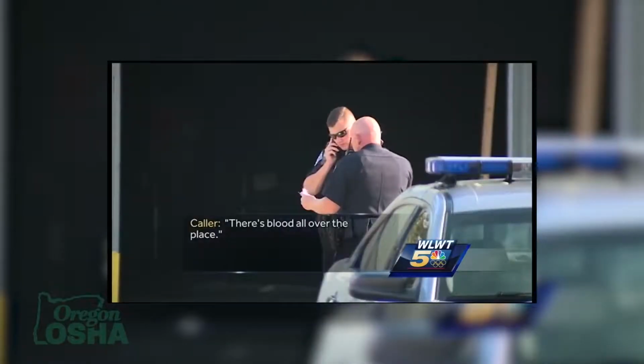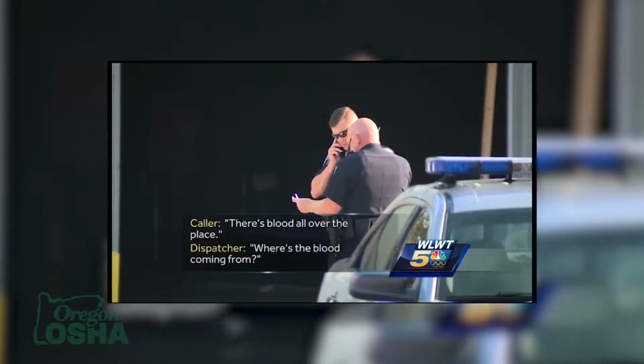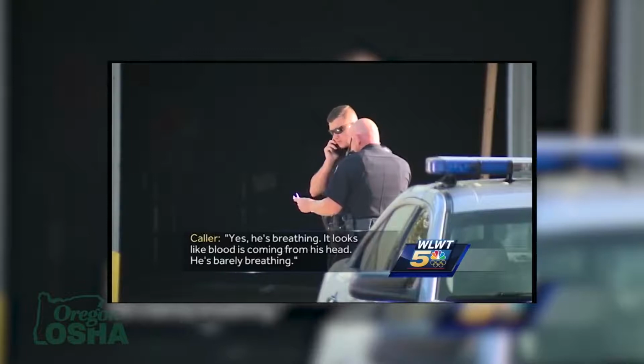There's blood all over the place. Is he breathing? Where's the blood coming from? Yes, he's breathing. Okay. It looks like blood's coming from his head.